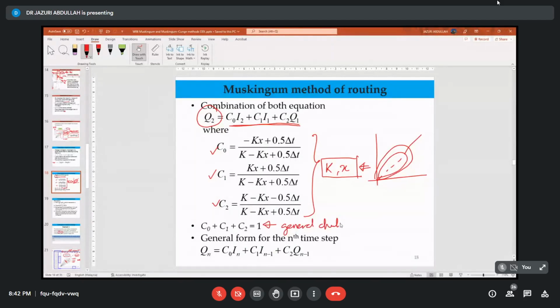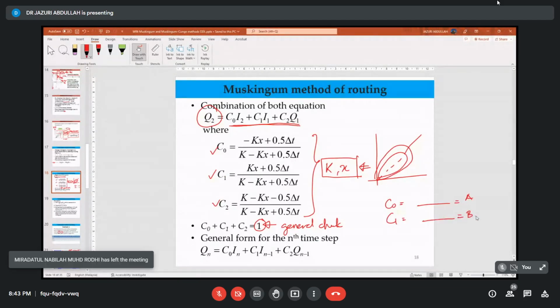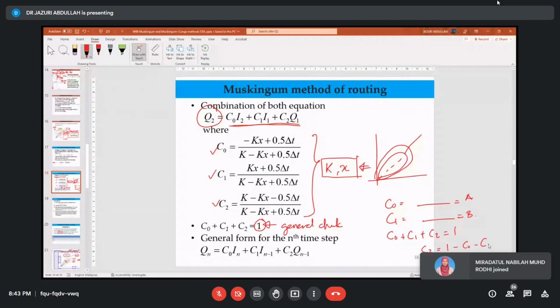General check. Make sure that the summation of C1, C0 and C2 is equal to 1. Some of you might use the equation where you calculate C0 and get one value, then you calculate C1 and get another value. So what students usually do is C0 plus C1 plus C2 equal to 1, so you calculate C2 equal to 1 minus C0 minus C1, which is 1 minus A minus B.